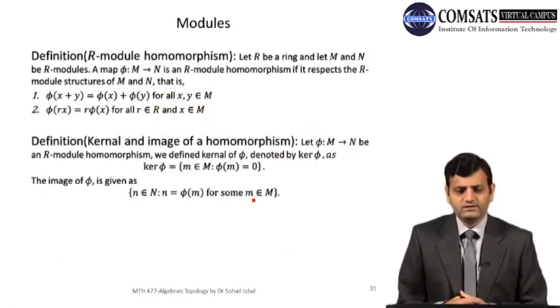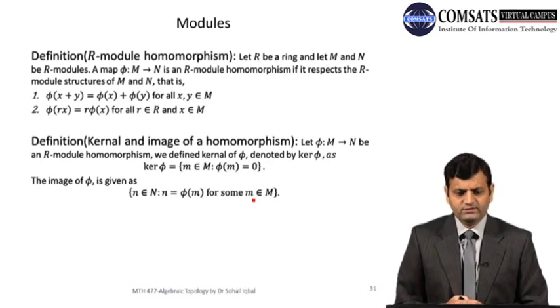Now coming to our next important definition, R module homomorphisms. So if we have a ring R, and M and N are R modules, then a map phi is an R module homomorphism if it respects the R module structures of M and N. Okay, so what is the structure of an R module? It has an operation and it has that special action of R on M. So this R module homomorphism should respect those two operations.